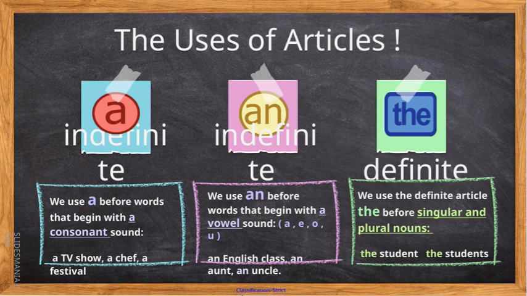So, to summarize, the is used for specific things, while a and an are used when we're mentioning something more generally or for the first time. Understanding these rules helps us communicate more clearly and accurately.